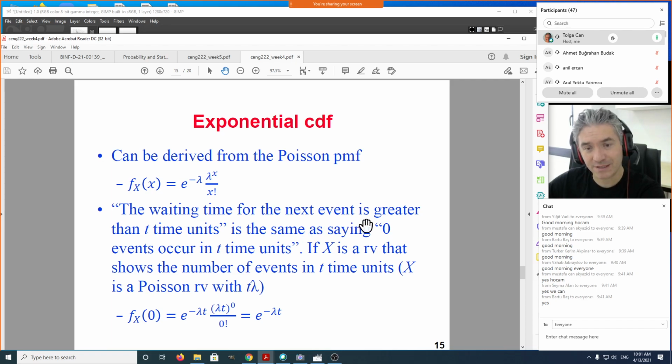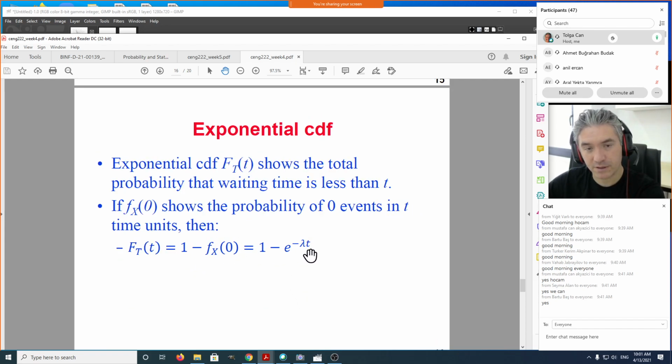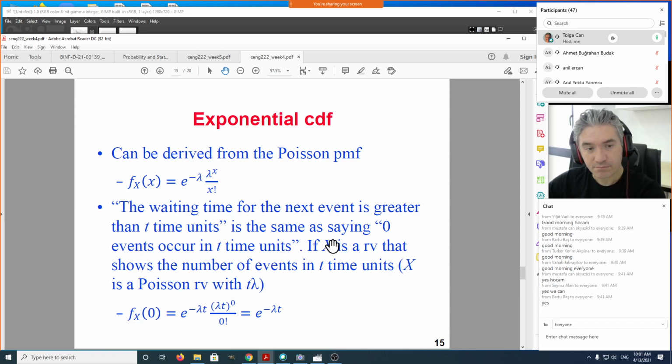The waiting time for the next event is greater than t time units. So this is like saying that this is the complement of the CDF. We are looking for the probability that we are going to wait less than t time units, right? But this one, if we compute this, which is the probability of having 0 events in that time, is the complement of that event. So 1 minus e to the minus lambda t will be our CDF function. If you have to wait at least t time units, it means that 0 events occur in t time units.